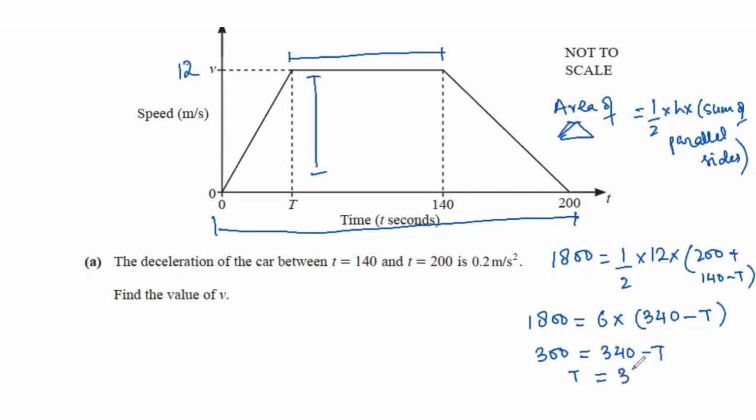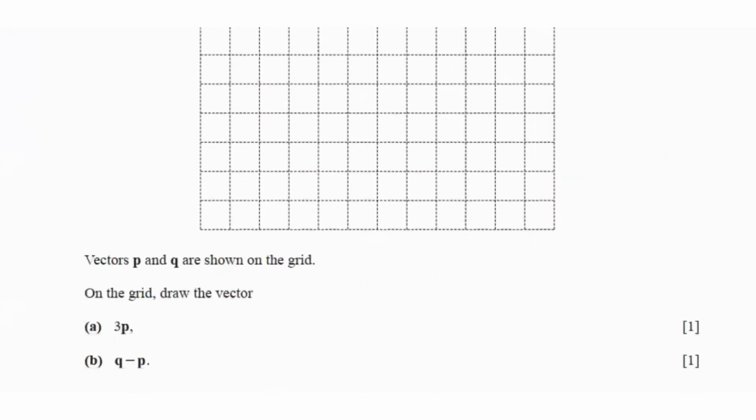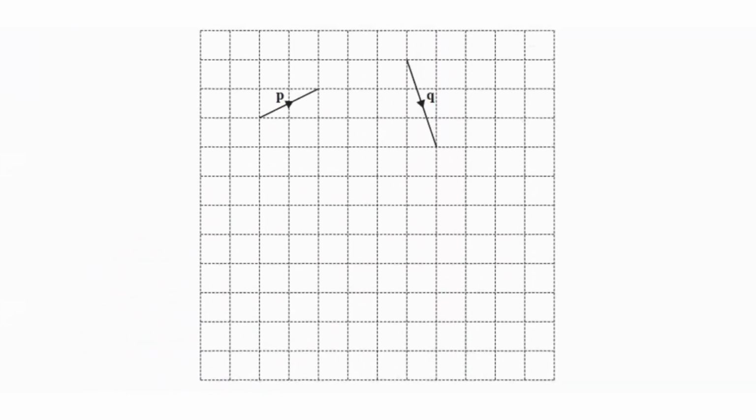And t would equal 340 minus 300, which is 40. So it's 40 seconds for the value of t. So in question 19, it's saying on the grid, draw the vector 3p and q minus p.